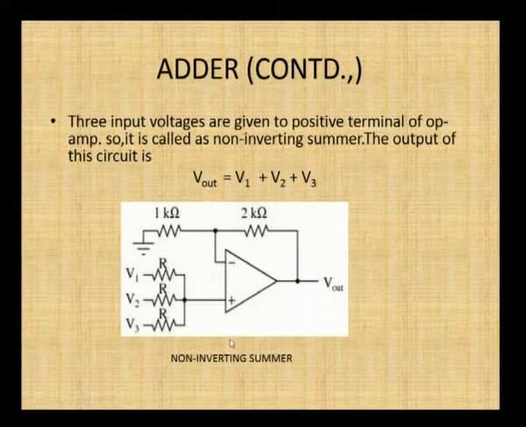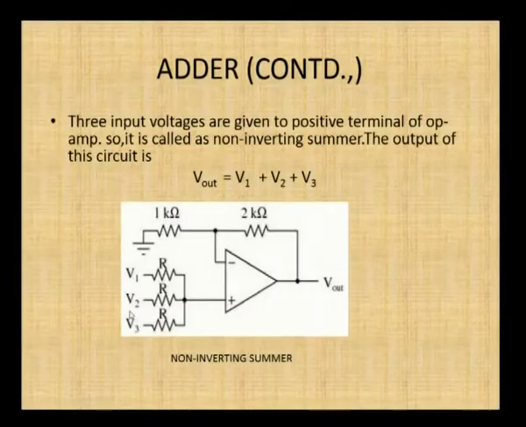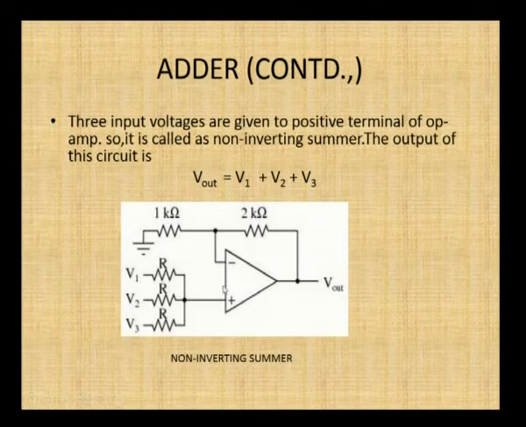So, if you want to have the output as only the sum of the input voltages, you have to design these resistances such that the output is equal to V1 plus V2 plus V3. Also, you can design the resistances connected in the circuit in such a way that this circuit can be an averager. Averager is nothing but the output voltage is the average of all the inputs given to the non-inverting or inverting amplifier. Here V1, V2, V3 are given. So, the output for the averager is calculated as V1 plus V2 plus V3 divided by 3.